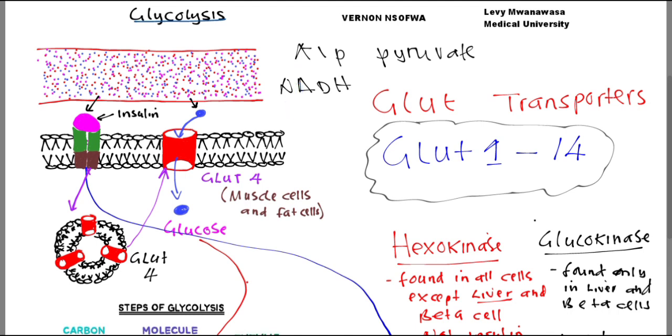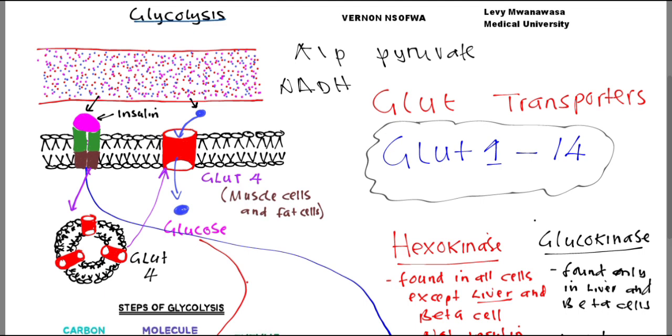Now, when does glycolysis take place? Glycolysis takes place all the time, but the rate of glycolysis increases during the well-fed state. So what is the well-fed state? The well-fed state is after you're done eating a meal rich in carbohydrates.